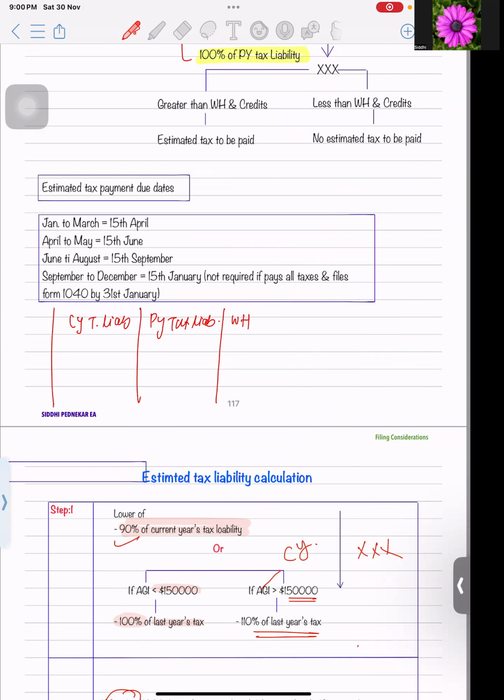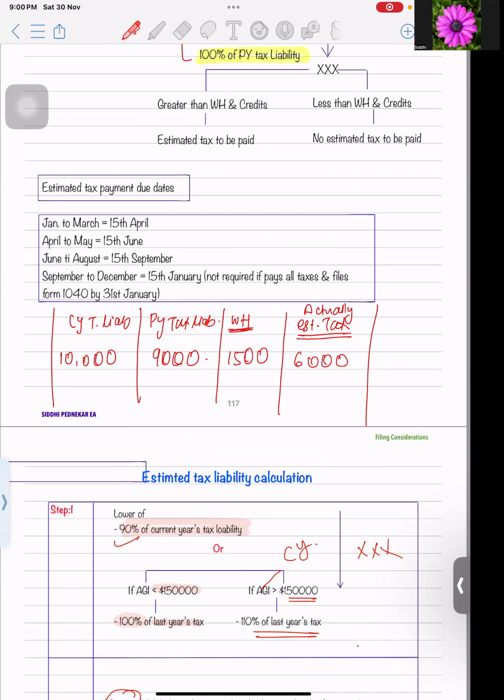What do you mean by withholding? Already your employer has deducted your payroll taxes, or if you have received any interest or dividend, already some amount has been paid to the IRS in the form of tax. So already some withholding is done on your income. So let's say your current year tax liability is 10,000, previous year tax liability was 9,000, and the withholding done in current year is $1,500. They will also give you the amount of how much estimated tax the person actually paid. Estimated taxes paid were just, let's say, 6,000.